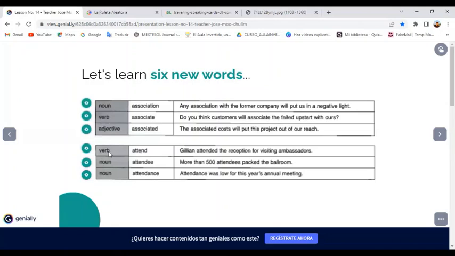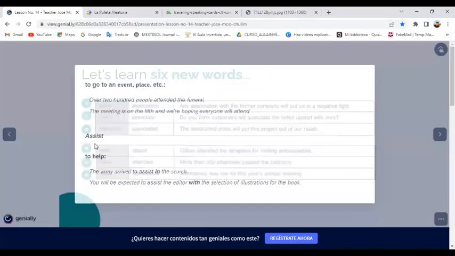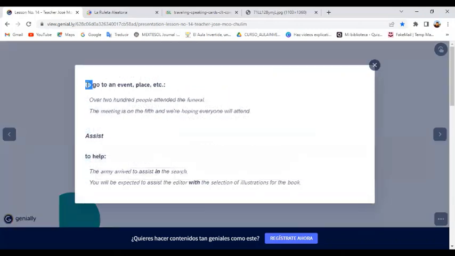Bueno, en este caso hay como que mucha confusión entre este verbo y con otro que tenemos en inglés. Si vemos este verbo, podemos decir en español que podría significarse atender. Pero en inglés tiene otro significado. Como mencionó su compañero, significa to go to an event, place, etc. Ir a un evento, a un lugar, entre otros. For example, over 200 people attended the funeral. Más de 200 personas fueron o asistieron al funeral.